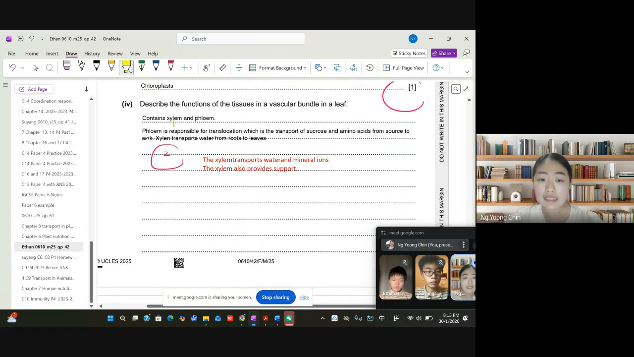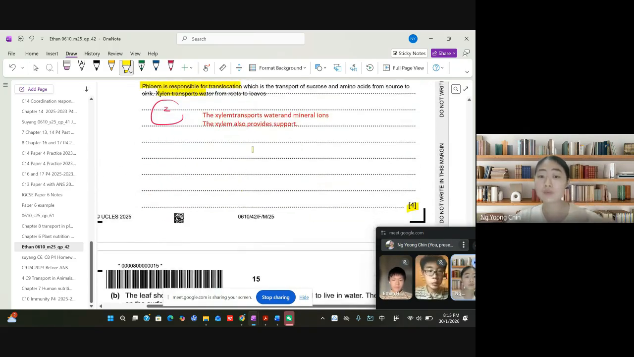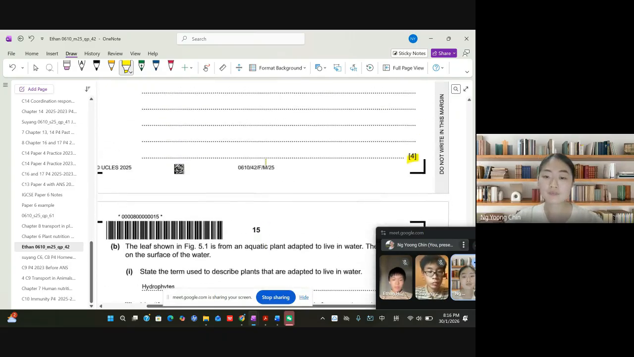Okay, you say that xylem and phloem, 1 mark. Phloem for translocation, 2nd mark. Xylem transports water and mineral ions, 3rd mark. So you still have 4 marks available, so you need to add an additional point.